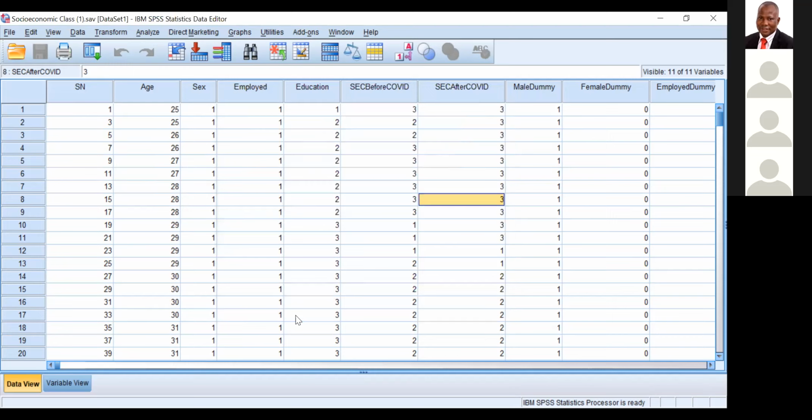Stop sharing and share the output. And stop and now share the result. Okay. Share the output.